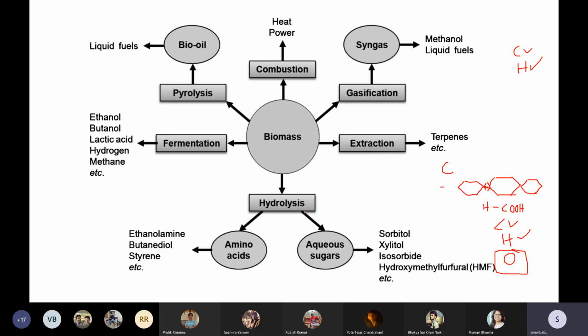For example, if you do hydrolysis, it breaks all these intermediate bonds. Then you will get only the sugars, dissolved in water. Now, if you add a specific catalyst, you can produce these components.